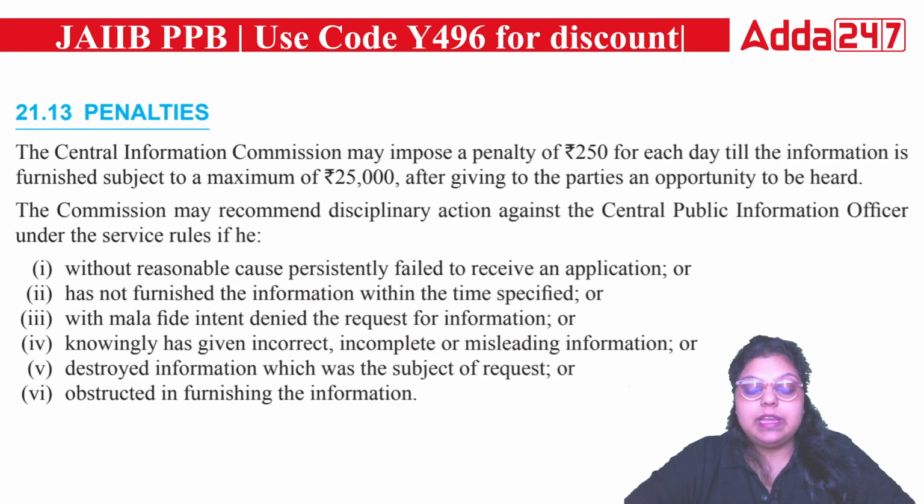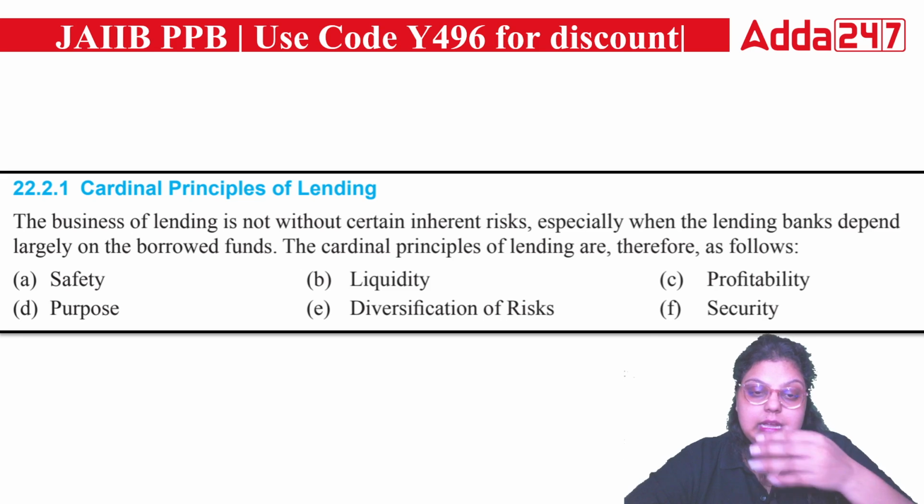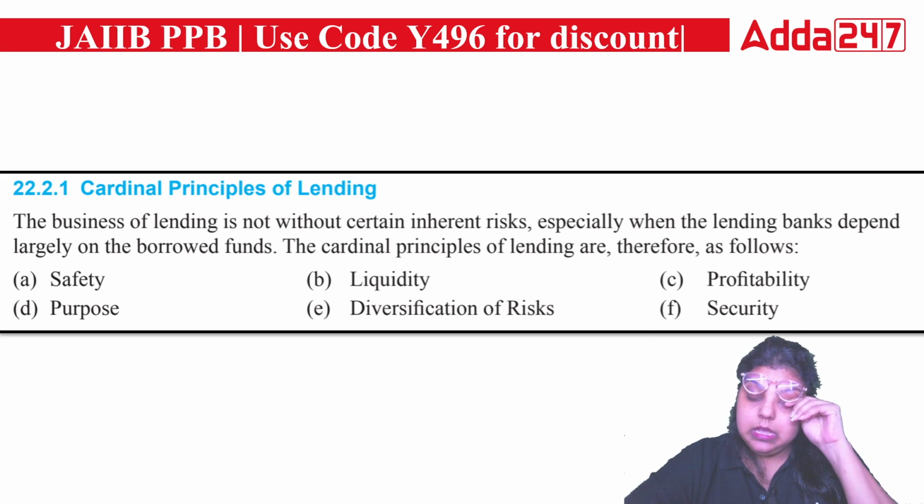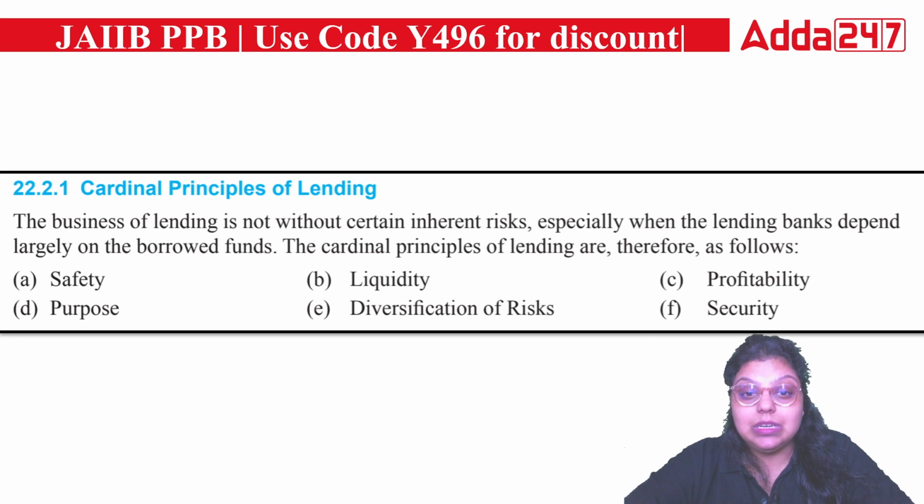Okay. Now next we have the cardinal principles of lending. The cardinal principle of lending is simply that the business of lending is not without certain inherent risk. No matter what loan you are providing, to whom you are providing, what collateral you have taken, every loan has a risk. So especially when the lending banks depend largely on borrowed funds, the cardinal principles of lending are therefore as follows. First, safety. Second, liquidity. Third, profitability. Fourth, purpose. Fifth, diversification of risk. And sixth will be security. So these are the 6 cardinal principles of lending.